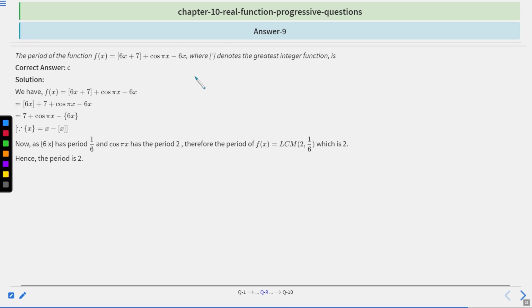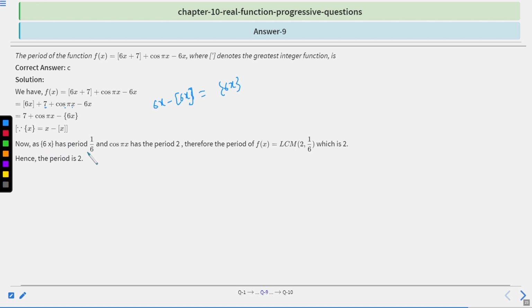Discuss solution. We have f(x) equal to the greatest integer function of 6x plus 7 plus cos pi x minus 6x. So it can be written as the greatest integer function of 6x plus 7 plus cos pi x minus 6x. See, 6x minus the greatest integer function of 6x is basically the fractional part of 6x, right? Yes. So minus of this will be minus of the fractional part of 6x, right? 7 plus cos pi x minus the fractional part of 6x, right?